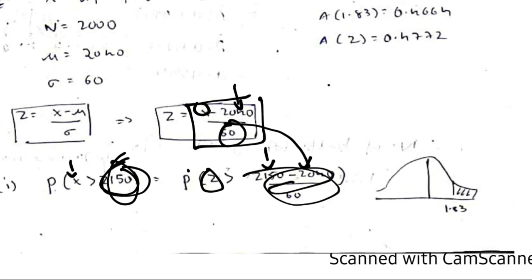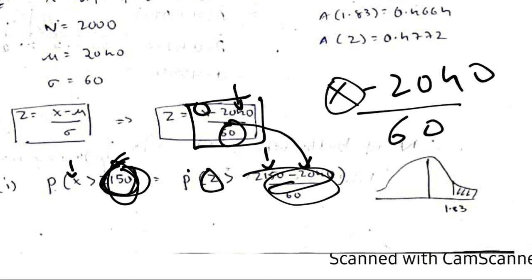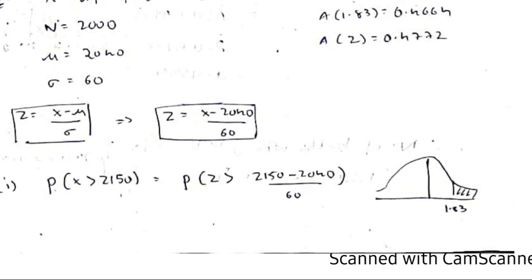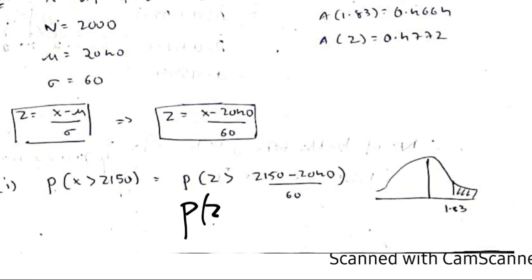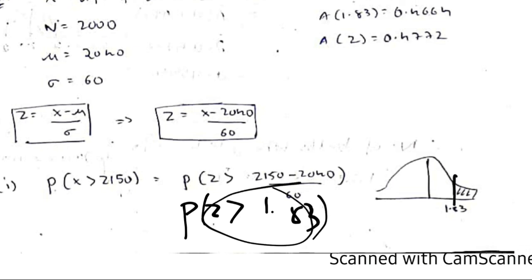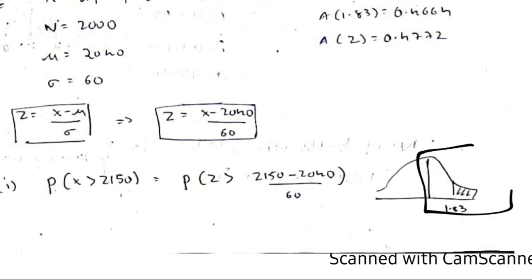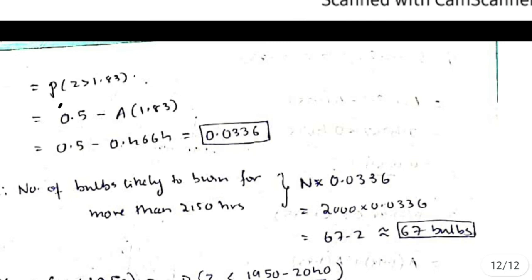So this is nothing but X minus 2040 by 60, and X is given as 2150, so we'll be writing here 2150. What we'll get is 2150 minus 2040 by 60. That's the same as here. Calculating this answer, we'll get 1.83. Therefore, what we have is P of Z greater than 1.83. Now, how to find out the probability of Z greater than 1.83? In the graph, it will be this point, 1.83, and greater than 1.83. How can we find that? The total is 0.5 minus A of 1.83. That's what we are doing here, 0.5 minus A of 1.83.